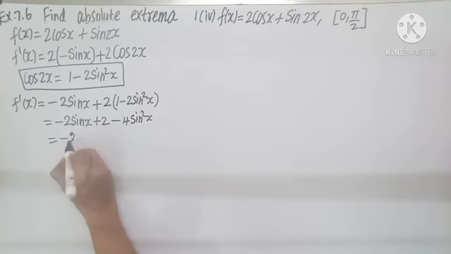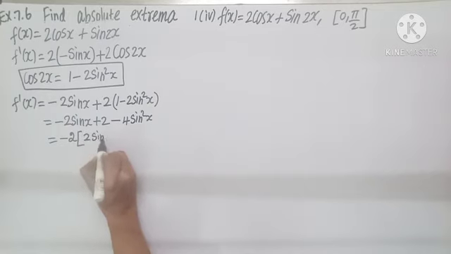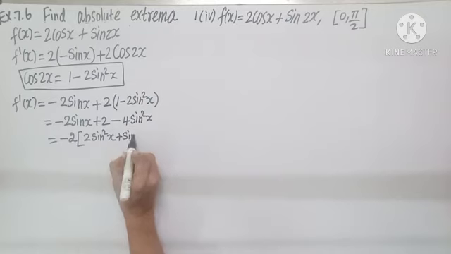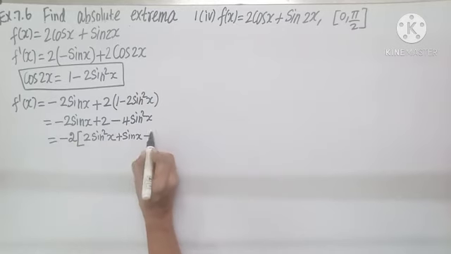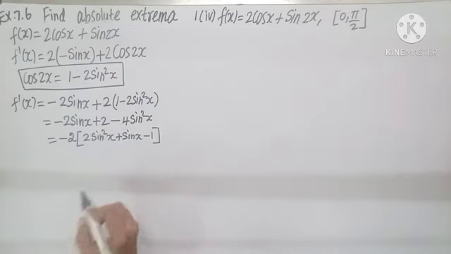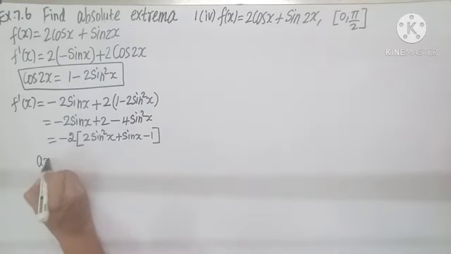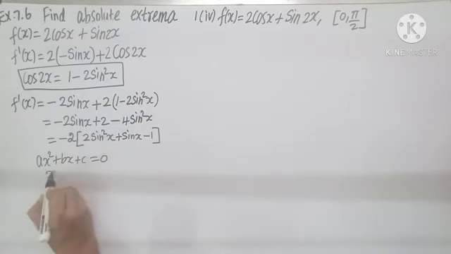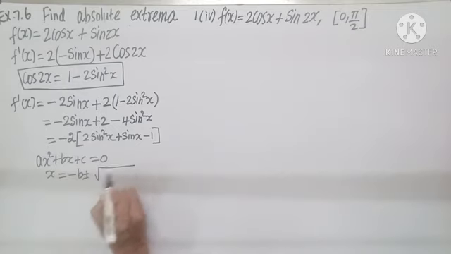You can take minus 2 out. This becomes 2 sine square x. This becomes plus sine x, and this becomes minus 1. To solve this, let me use the formula ax square plus bx plus c equal to 0. What is the formula for x? Minus b plus or minus root of b square minus 4ac by 2a.